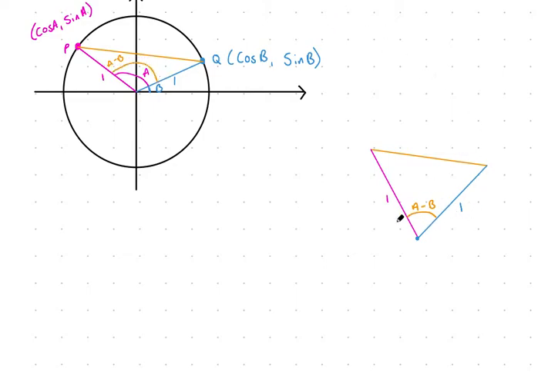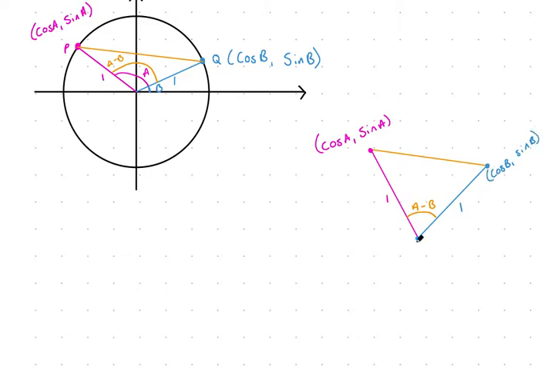Okay, so there we have our triangle starting to come together. We then know that this was the point P over here. We said that that point could be described in terms of cos of the angle. So that point there is cos A, sine A. And we said that this point over here was going to be cos B, sine B. So cos of B, sine of B.